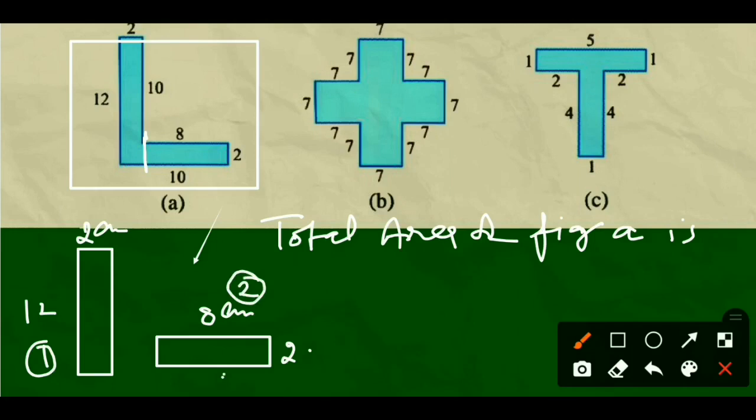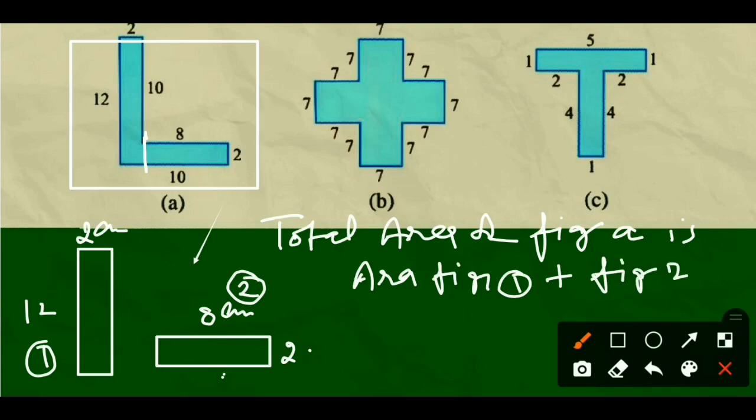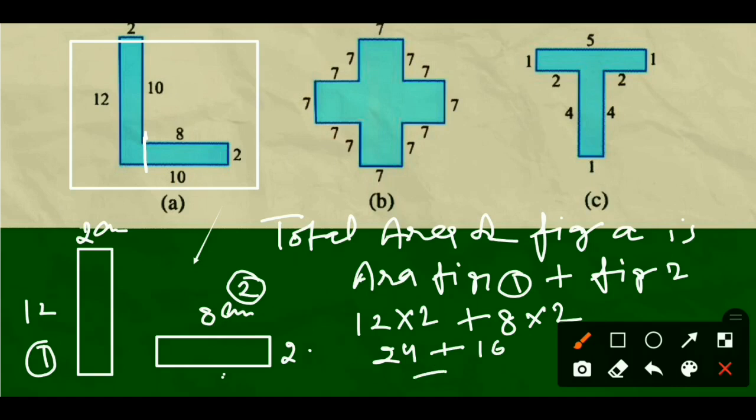Suppose it is rectangle 1 and rectangle 2. So total area of figure A is area of figure 1 plus figure 2. The area of the first rectangle will be 12 into 2 plus 8 into 2. 12 into 2 is 24 centimeter plus 8 into 2 is 16 centimeter, and the total area will be 40 centimeter square.